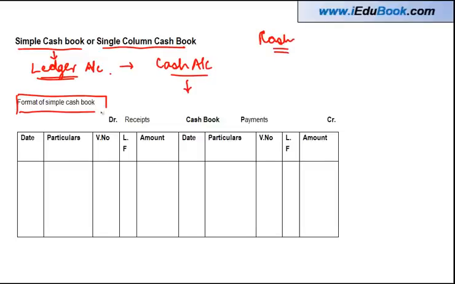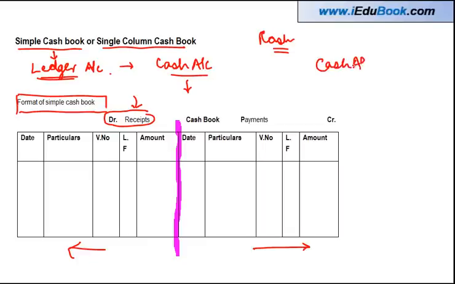So let's say, for example, all the receipts. Let me just divide this into two parts, the one on the left hand side and the other one on the right hand side. The left hand side represents the debits or the receipts. So let's say you receive cash from Ram, 100 rupees, and let's say the transaction happens on 1st April 2012.